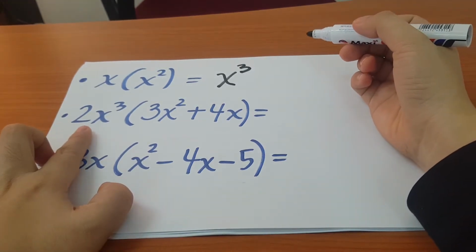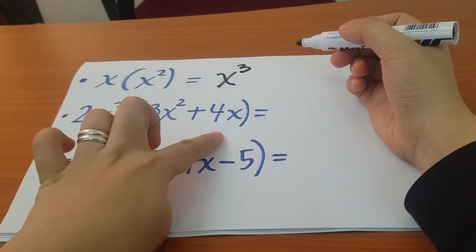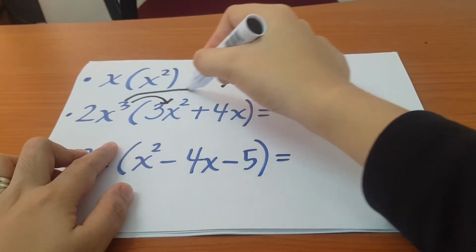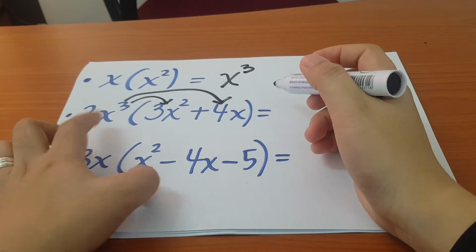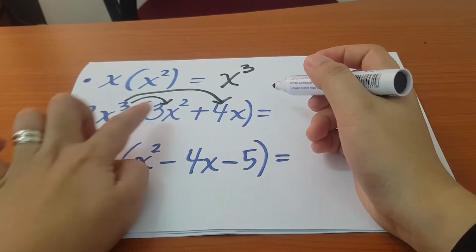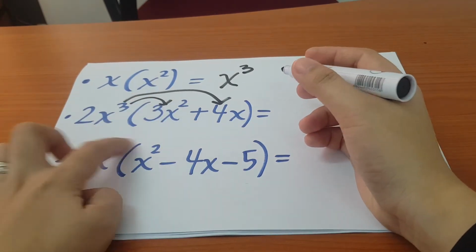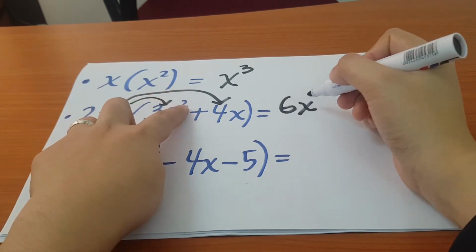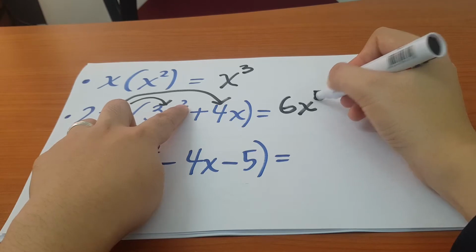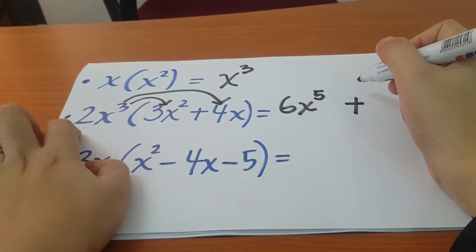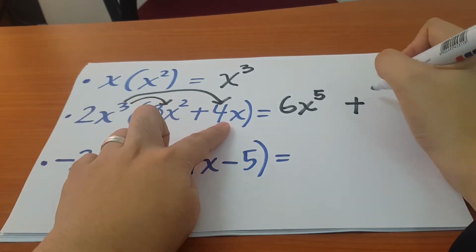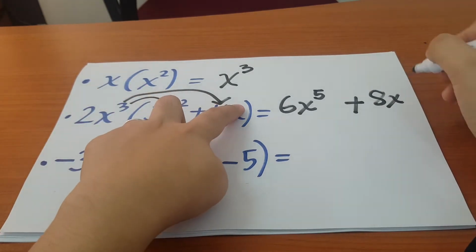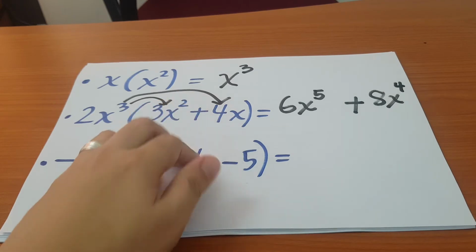Here, in this case, you have two terms inside the bracket. So you multiply here and you also multiply it here. And then you multiply the numbers. This one you add the powers. So 2 times 3 will be 6. x, powers 3 and 2 will be 5. Plus 2 times 4 is 8. x, 3 and 1 will be 4.